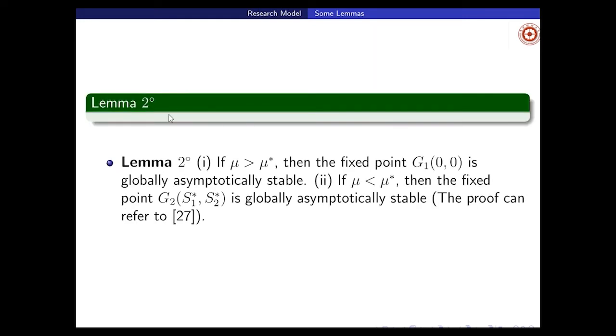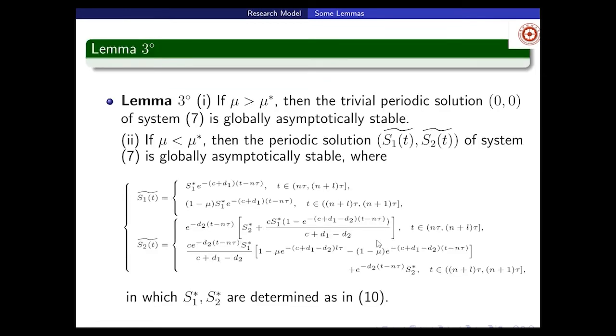Lemma 2. If mu greater than mu star, then the fixed point G1 (0, 0) is globally asymptotically stable. If mu less than mu star, then the fixed point G2 (S1 star, S2 star) is globally asymptotically stable. Lemma 3. If mu greater than mu star, then the trivial periodic solution (0, 0) of system 7 is globally asymptotically stable. If mu less than mu star, then the periodic solution (S1(t) tilde, S2(t) tilde) of system 7 is globally asymptotically stable, where S1(t) tilde, S2(t) tilde equals this.